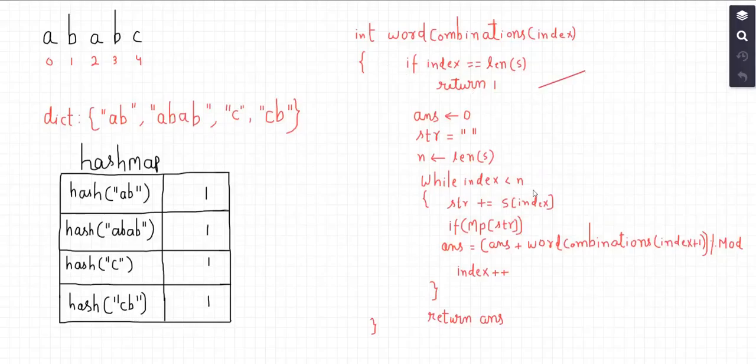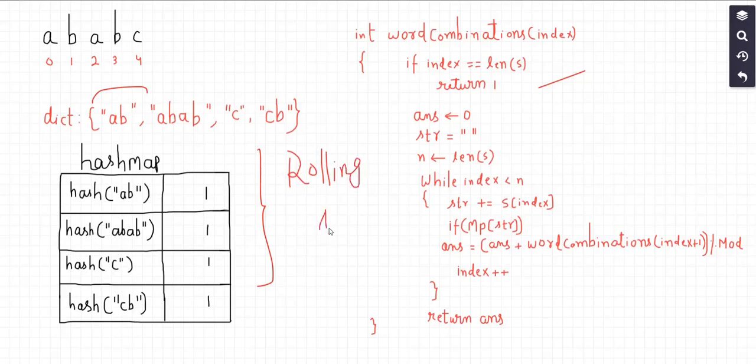Okay, so that's the base case, and this is the hash map that I'm using for checking the presence of a prefix in my dictionary. This hash map basically takes in a word of the dictionary, uses some hashing technique, say rolling hash, computes the hash value for the word and marks it as 1. This means that this word is present in the dictionary.